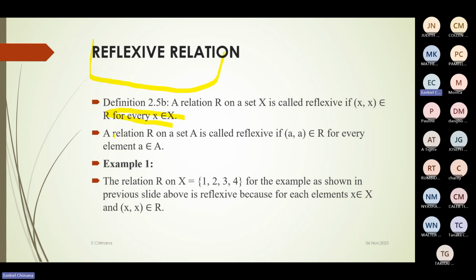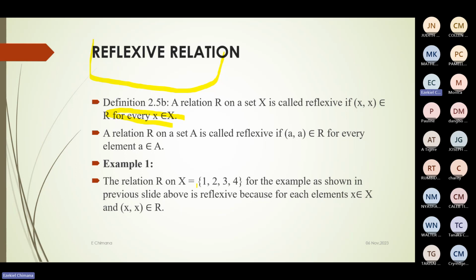In other words, a relation R on a set A is called reflexive if (a, a) is an element of R for every element a in A. Just a simple start. Example one: the relation R on X equals {1, 2, 3, 4} as shown in the previous slide is reflexive, for each element x in X, (x, x) is an element of R.